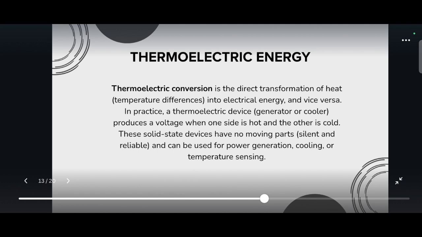In practice, a thermoelectric generator or cooler produces a voltage when one side is hot and the other side is cold. You can imagine it like this: when one side heats up, the particles inside start moving faster and push the electric charge. That push becomes voltage. So the bigger the temperature difference, the more electricity it creates.